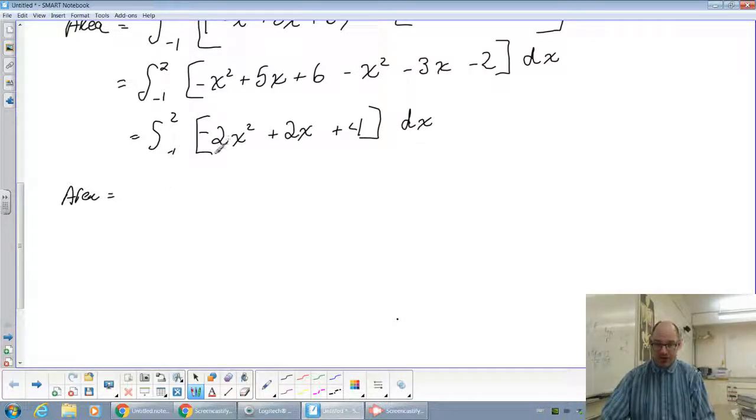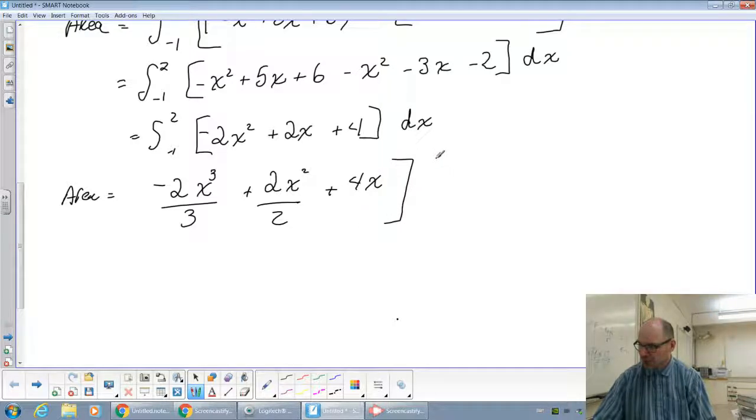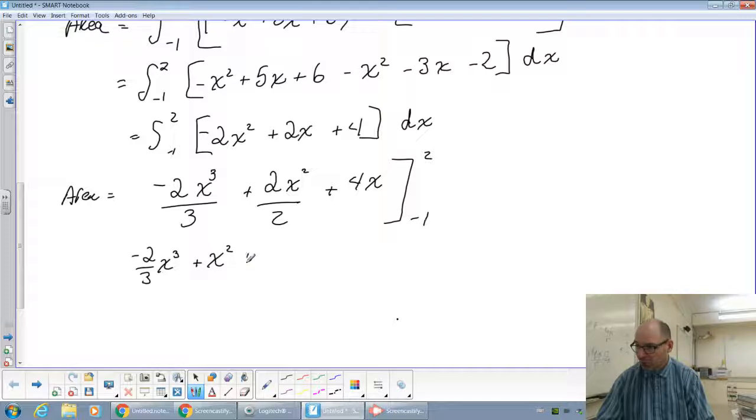negative 2x cubed divided by 3, plus 2x squared divided by 2, plus 4x divided by 1, plus a C. Since we're doing a definite integral, we can cancel the C out. We can simplify this: negative 2/3 x cubed plus x squared plus 4x.